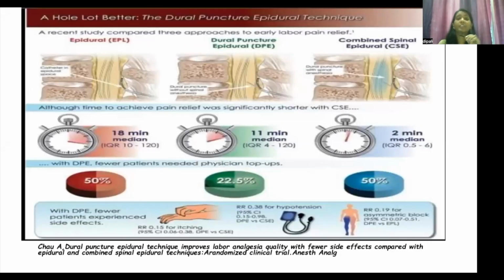There is one study which compares epidural, dural puncture, and combined spinal epidural techniques. According to this study, onset is quickest in the case of combined spinal epidural. Need for top-ups is least with dural puncture epidural technique. The side effects are least with dural puncture epidural.